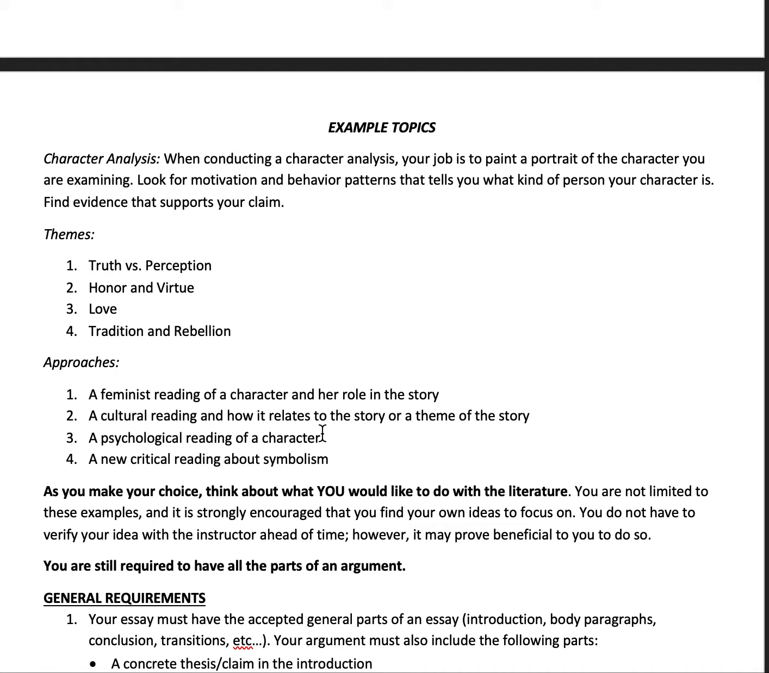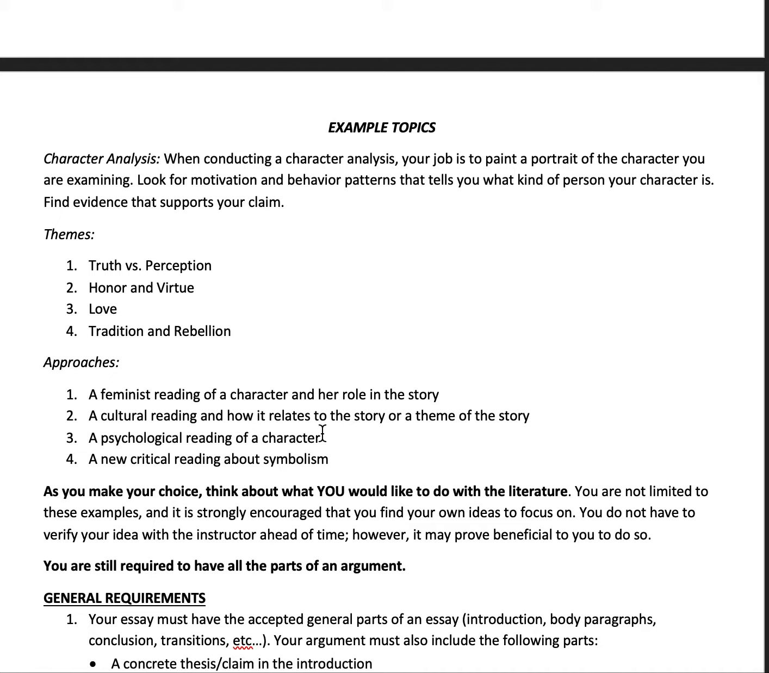If you do an approach, like I said, you could do a feminist reading of the wife or her role in the story. You could do a cultural reading. I've had students do this quite successfully, where we talk about the Japanese culture or the samurai culture and how it relates to the story. You could do a psychological reading. I've had students do a reading of the villain and argue that he's schizophrenic or something based on certain characteristics. Or you could do a new critical reading about something, like I said, like symbolism or motifs or whatever it might be within the story. So, say the importance of the samurai sword.